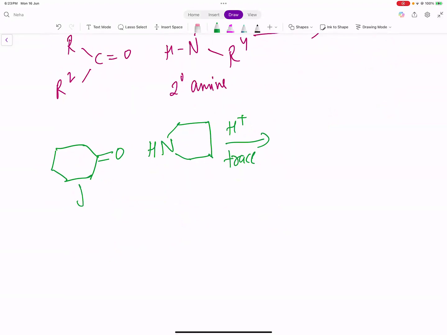If you remember, your sir must have taught you keto-enol tautomerism. You have heard of enol during the alkyne chapter. So this hydrogen will immediately give this enol, and become a double bond and OH. Can you see now what we are doing?